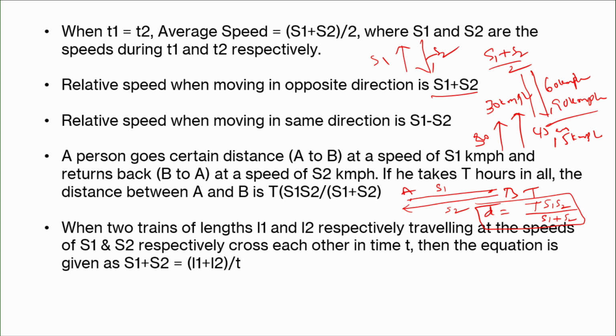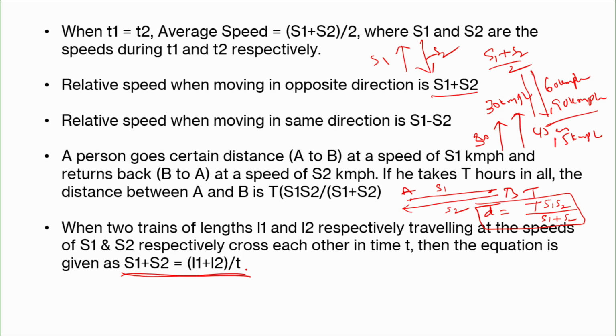Okay. Now, I will give one more. When two trains of lengths L1 and L2 respectively, travelling at speeds S1 and S2, cross each other in time t, then the equation is S1 plus S2 is equal to L1 plus L2 by t.